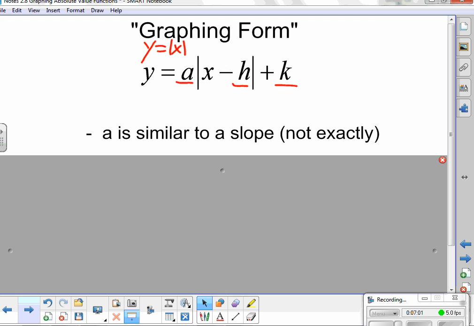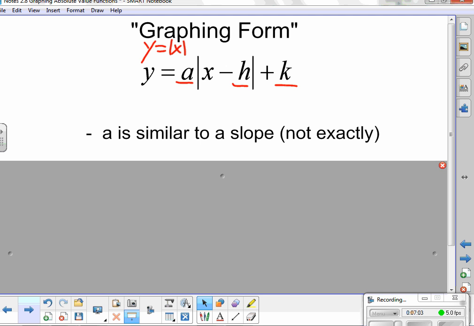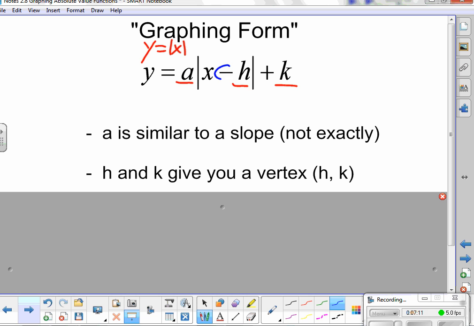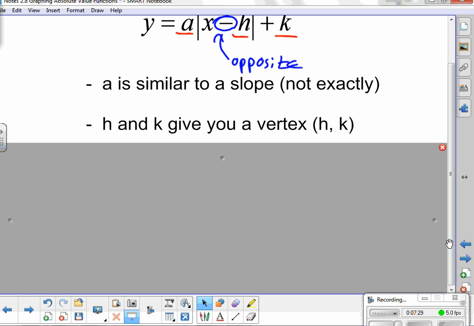So here's how this works. A is similar to a slope. Not exactly, but you're going to use it kind of like a rise over a run. H and K are going to give you a vertex. Now, one thing to focus on is that this is a minus H. In math, that minus sign means opposite. So you're not going to just see x plus 5 and think your H is a plus 5. You actually have to take the opposite of it. So if x plus 5 was in there, your H would be a negative 5. So take the opposite sign of whatever's inside the absolute value with the x.